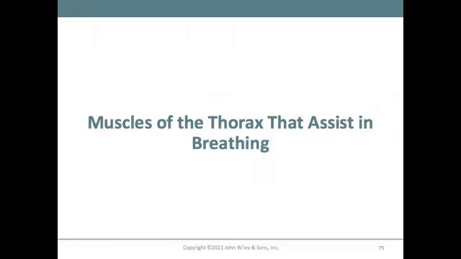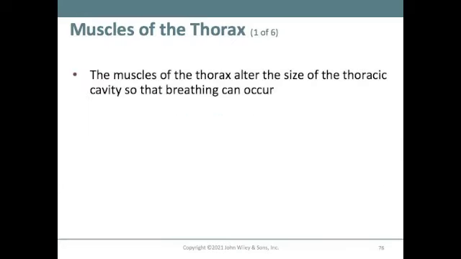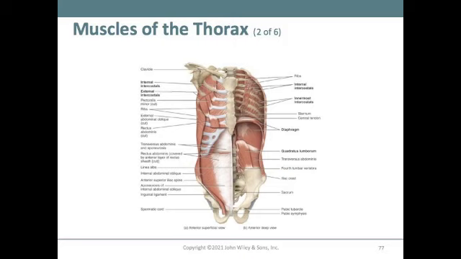Muscles of the thorax that assist in breathing. Breathing, very important stuff. Muscles of the thorax alter the size of the thoracic cavity so that breathing can occur. And again, here is figure 11.11 on page 370. You can see this cavity that expands and contracts. When these muscles expand, they allow you to take in air. When they contract, they help you to force air out of your lungs.